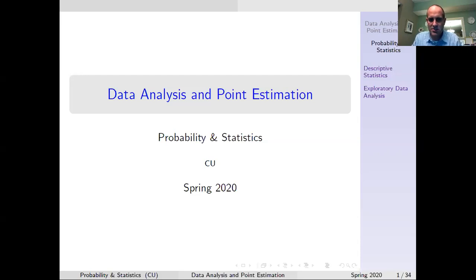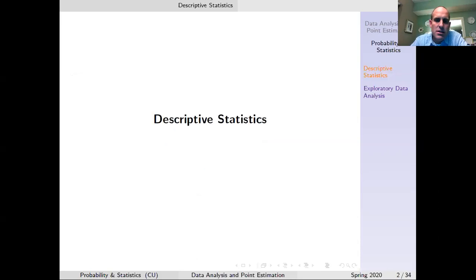All right, so let's look at this. Data analysis and point estimation. Okay, so first of all, there's this area of statistics. Now remember, when we talk about statistics, we're talking about taking samples from a population. Okay, and the area of descriptive statistics is just you're trying to describe the sample that you have gotten in some kind of meaningful way, right? And we're going to formalize that now.